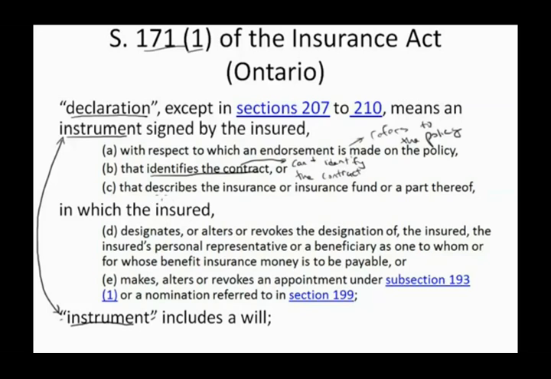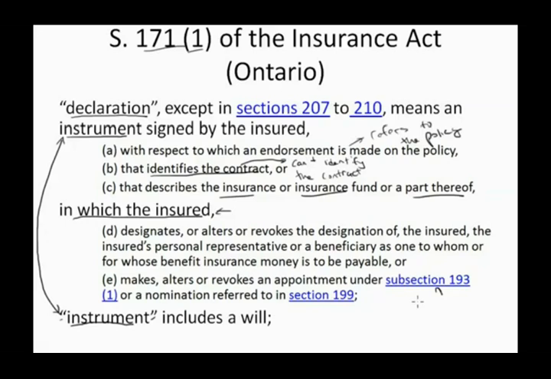And we want to describe the insurance or insurance fund or a part of it, meaning you can make a partial beneficiary designation or a percentage type beneficiary designation here, in which the insured, and of course we know that it's the insured who has the authority to do this, designates or alters or revokes the designation of the insured's personal representative, or a beneficiary as one to whom or for whose benefit insurance money has been made payable. It's a nice clean definition. Makes, alters, or revokes an appointment under section 193, or a nomination referred to in section 199.